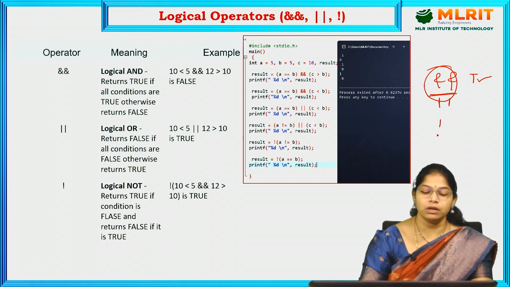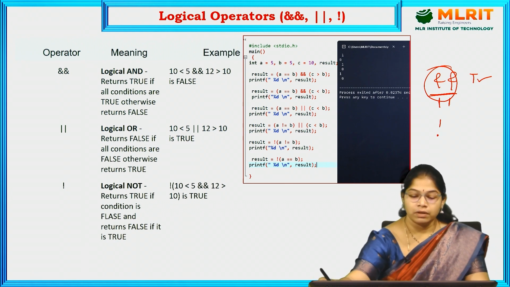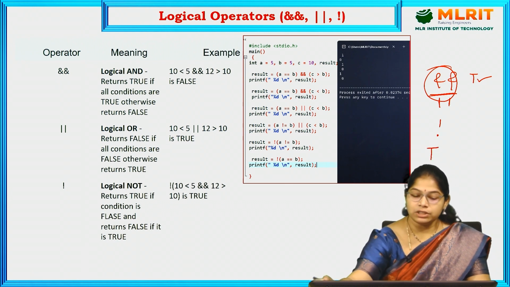Coming to logical OR, if any one condition is true, it will return the value as true. Logical NOT, if the condition is true, the result is false. If the condition is false, the result is true.